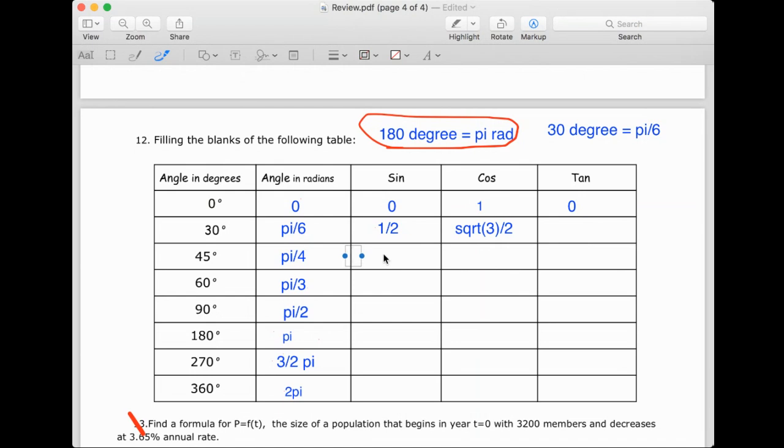What about sine 45? Sine 45 is square root 2 over 2. Cosine 45 equals the same thing. So those two values are the same. And the sine 60 is the square root of 3 over 2. Remember we talked about cofunctions?